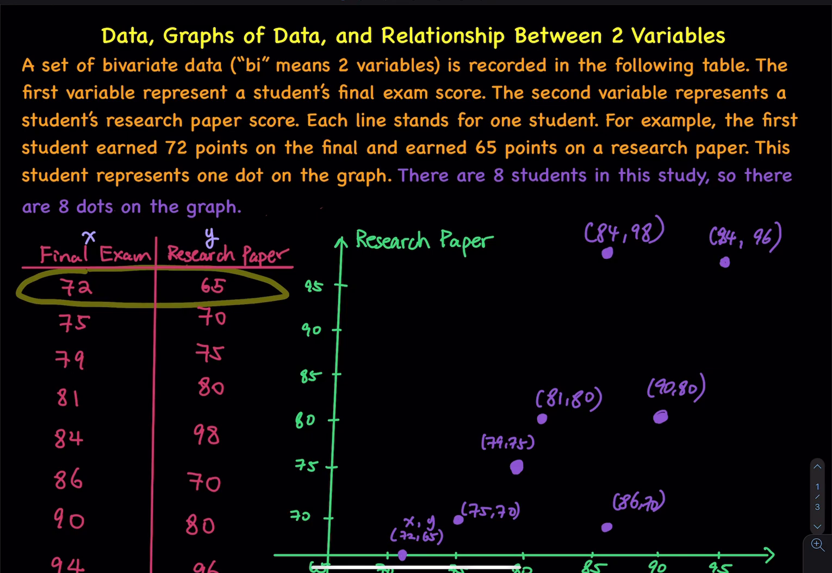And then the next line is 75, 70. The second student got 75 points on the test and then 70 points on the paper. And then the third student, 79, 75, got 79 points on the test and then 75 points on the paper. So we have 8 students. Each student represents one dot on the graph.